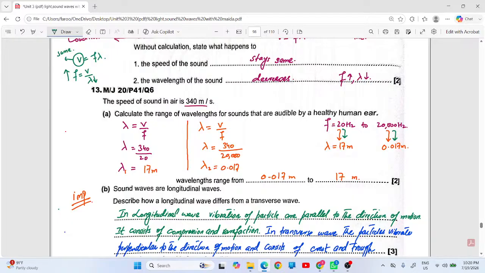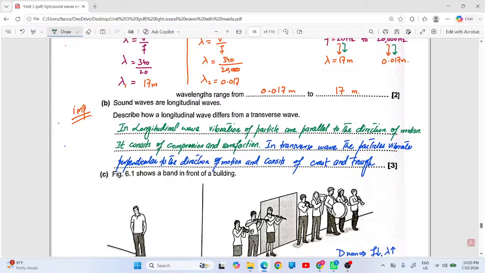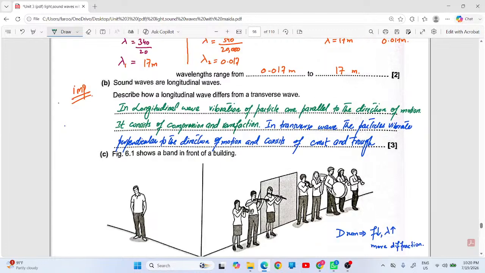Next. इसमें मैंने important लिखा हुआ है. State sound waves are longitudinal wave. Describe how longitudinal wave differs from the transverse wave. लॉन्गिट्यूडनल वेव में बच्चे क्या होता है, vibration of particles are parallel to the direction of motion of wave, and longitudinal wave consists of compression and rarefaction. जबकि ट्रांसवर्स वेव में क्या होता है कि particle vibrates perpendicular to the direction of motion of wave and consists of crest and trough.